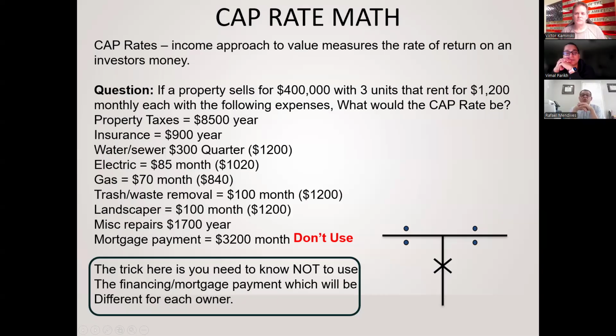Multiply 1,200 by 3 by 12. Okay, that'll give you that monthly income. If it's got 3 units, rented for 1,200 a month each, 1,200 times 3 gives you your monthly income: 3,600. Now that's monthly, what is it annually? 43,200.